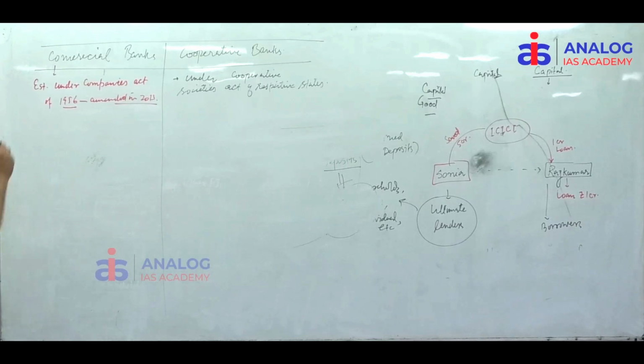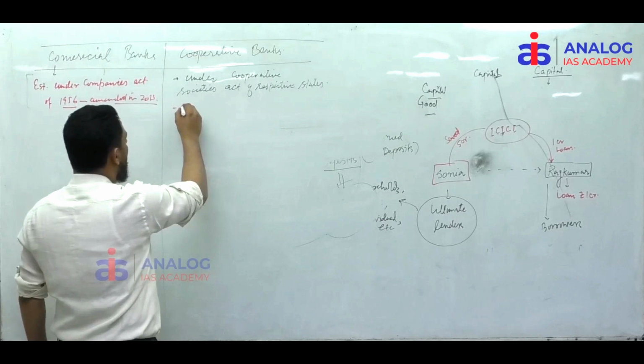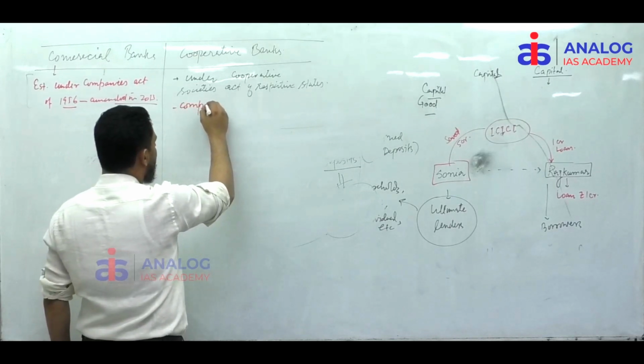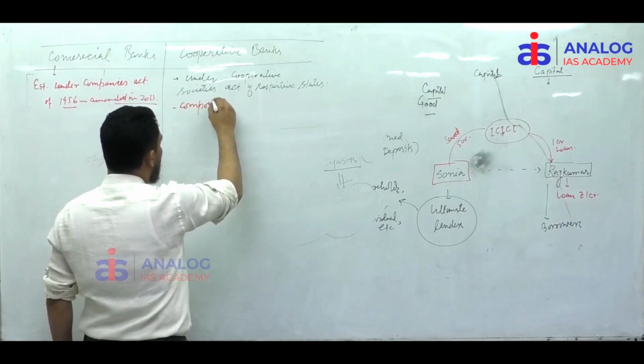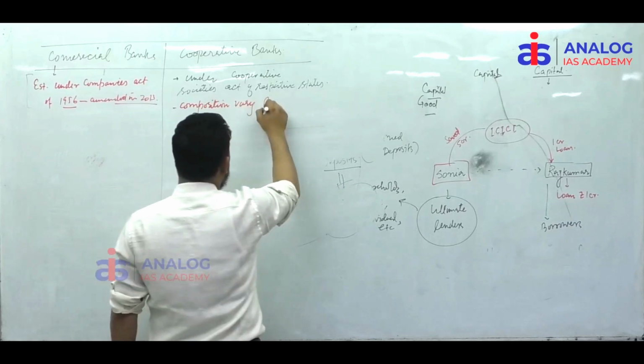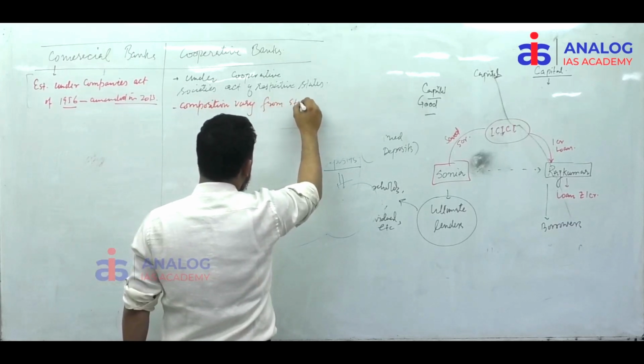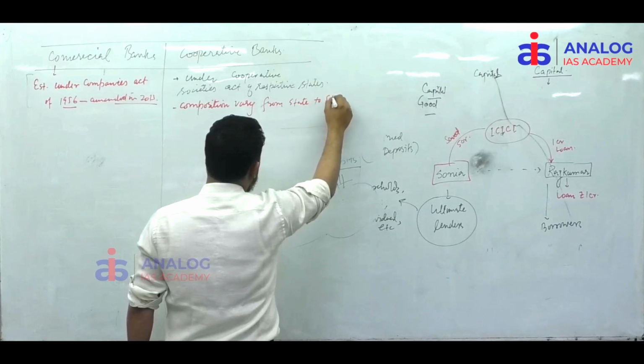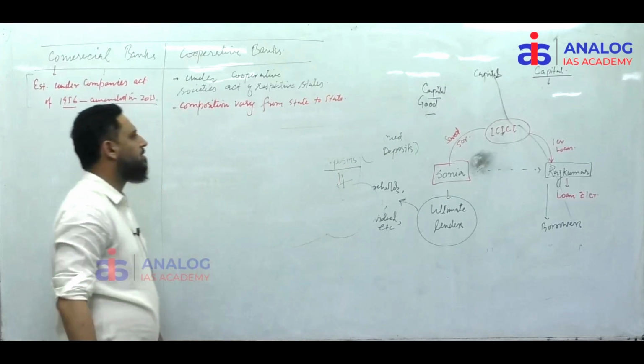Now, mostly these will have a uniform composition. At the apex, there will be a director or board of directors, then employees, like that. Here, will composition be uniform or non-uniform? Non-uniform, because every state may have a different Cooperative Societies Act. So their composition varies from state to state.